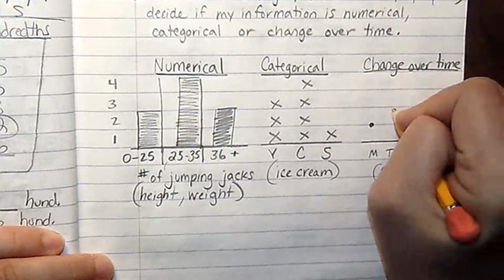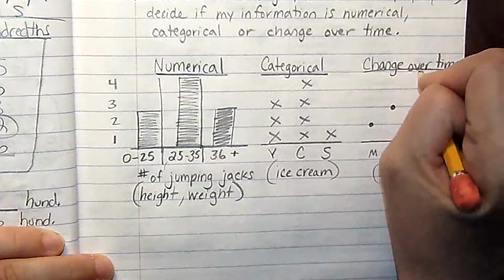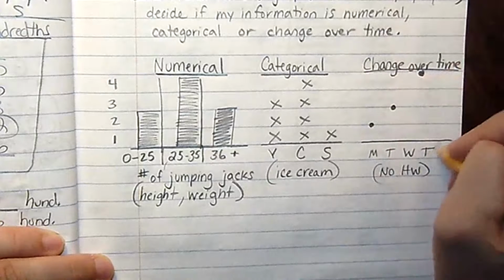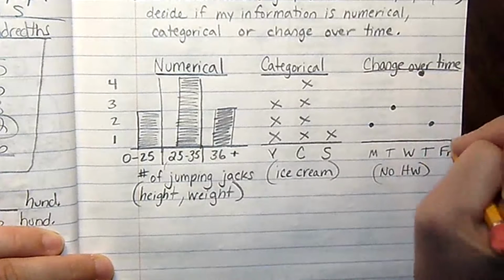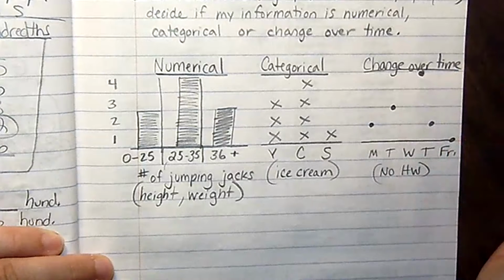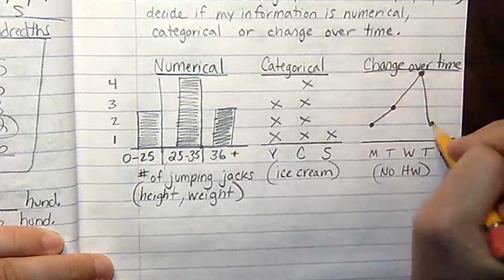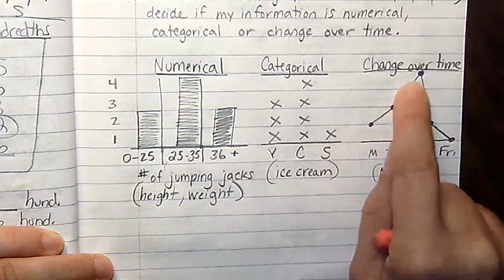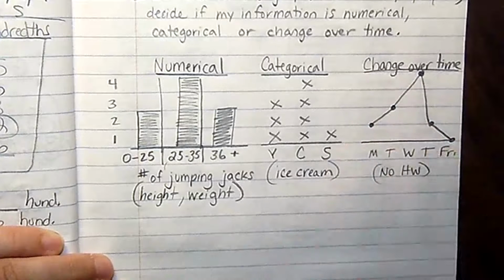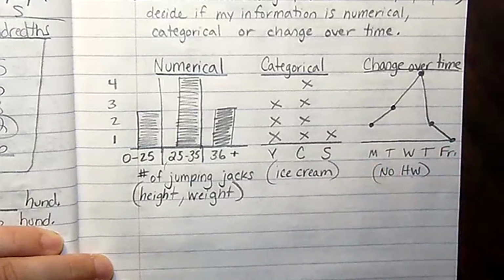On Tuesday, we had 2 kids not do their homework. On Wednesday, we had 4 kids not do their homework. On Thursday, almost everybody did their homework because they were so excited for Friday. And on Friday, nobody missed their homework because everybody wanted to have a nice weekend. Now when I connect these points, it shows how my information changes over time. It started to increase, and then it decreased and decreased. And I have good reason for it. By the time it was Friday, people wanted to make sure their work was done and they could have a nice weekend. This shows a change over time.